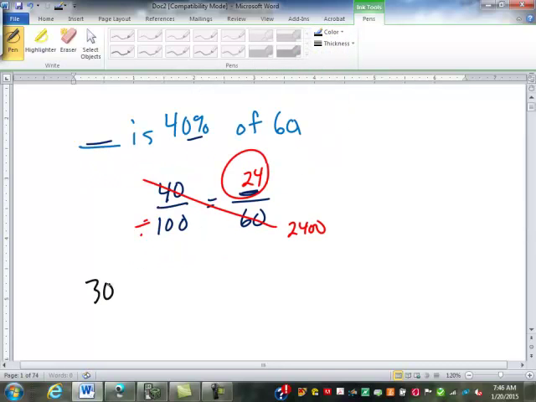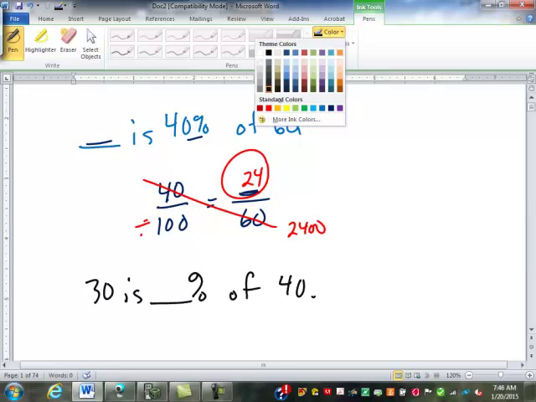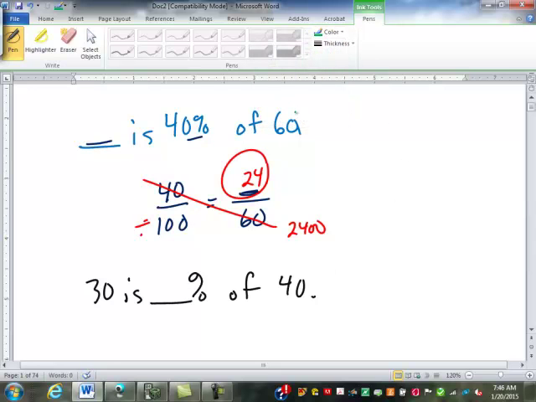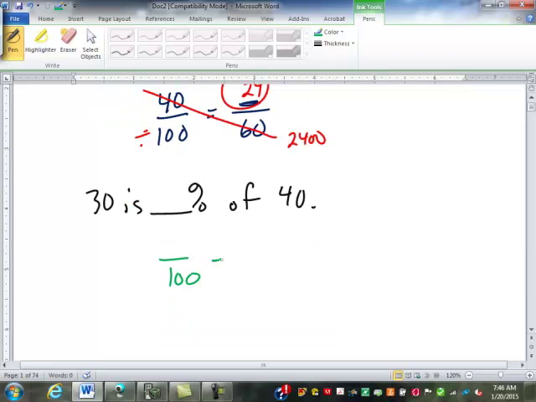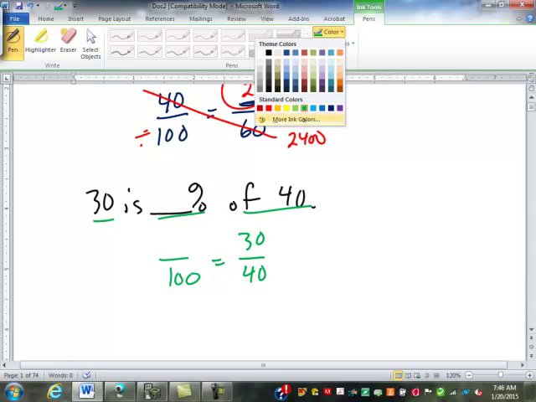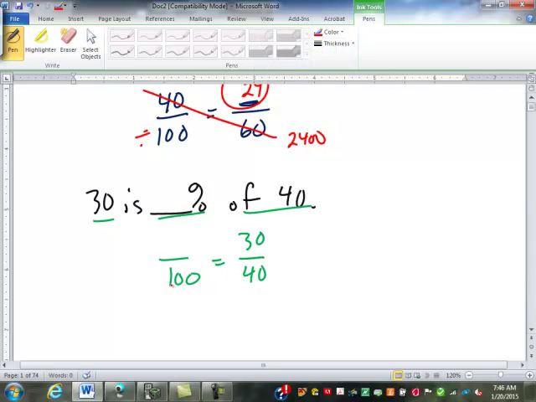Or we might be asked 30 is blank percent of 40. Now here we're missing the percent, but we're still going to start with it. It is blank out of 100. And now 30 is blank percent, so the 30 goes with that missing percent out of 40, so 40 is on bottom. And we cross multiply and divide. 100 times 30 is 3,000. Divided by 40 is 75. So that is 75%.